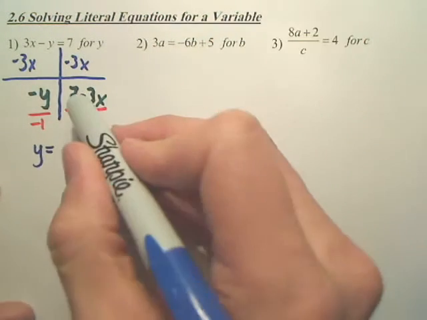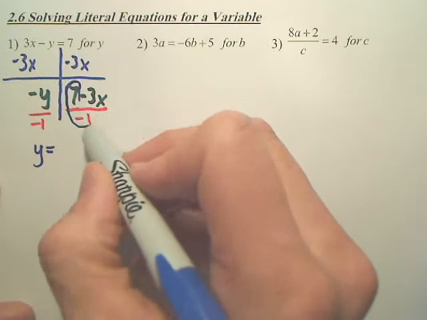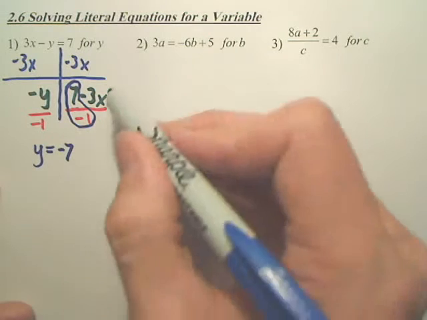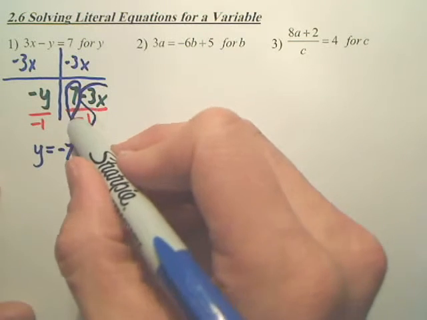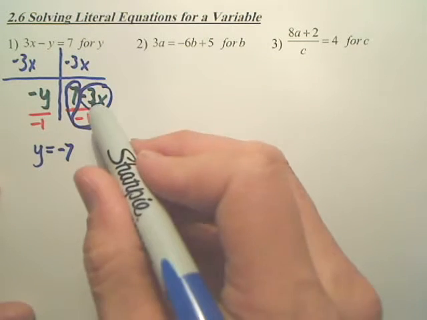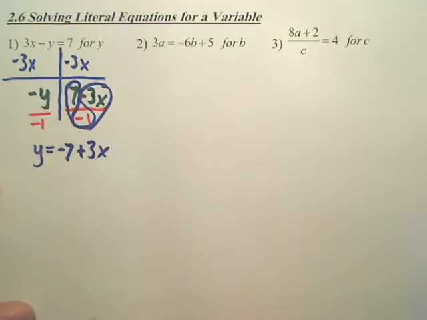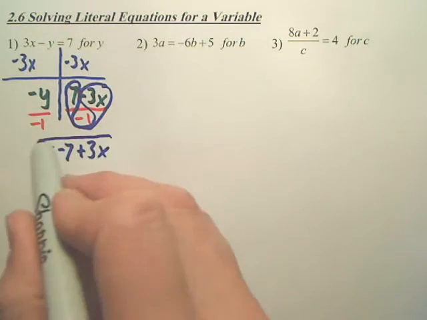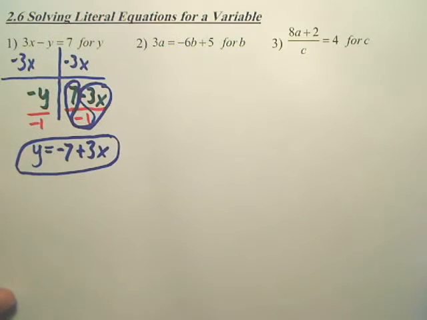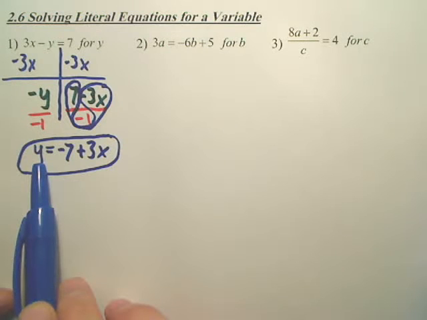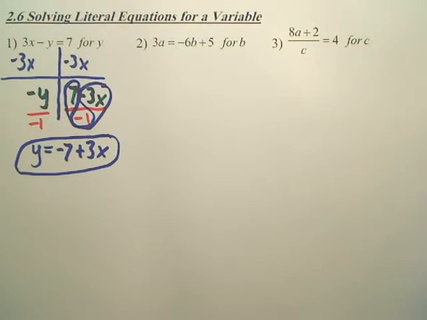And here, what do you get when you divide by negative 1? 7 divided by negative 1 is negative 7. And negative 3 divided by negative 1 is positive 3. What I did is I solved the equation for y. Got y by itself. Let's do another one of these.